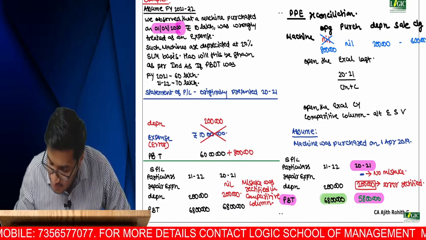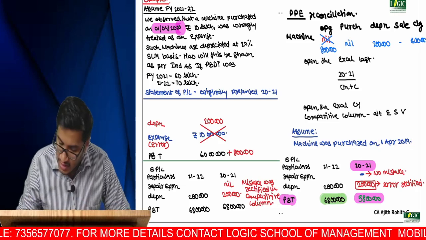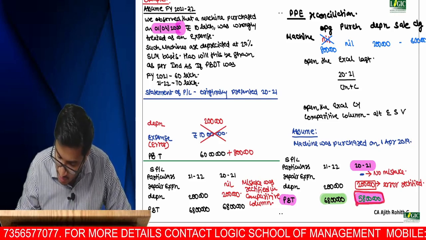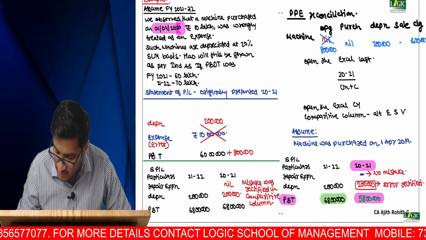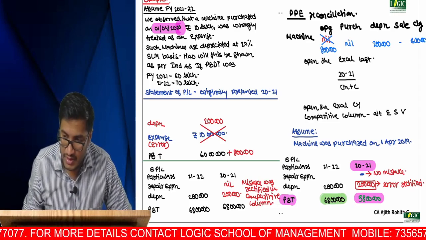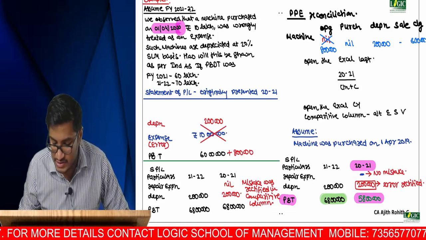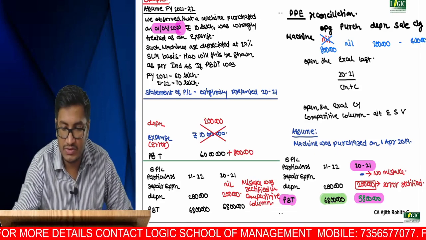But if the machine was purchased in 2019, then obviously profit will get updated only to 58 lakh, because there is no reversal. The reversal of 10 lakh will happen in some other year, but that P and L you are not preparing. Therefore, you will be preparing a third balance sheet. So please do take it down.